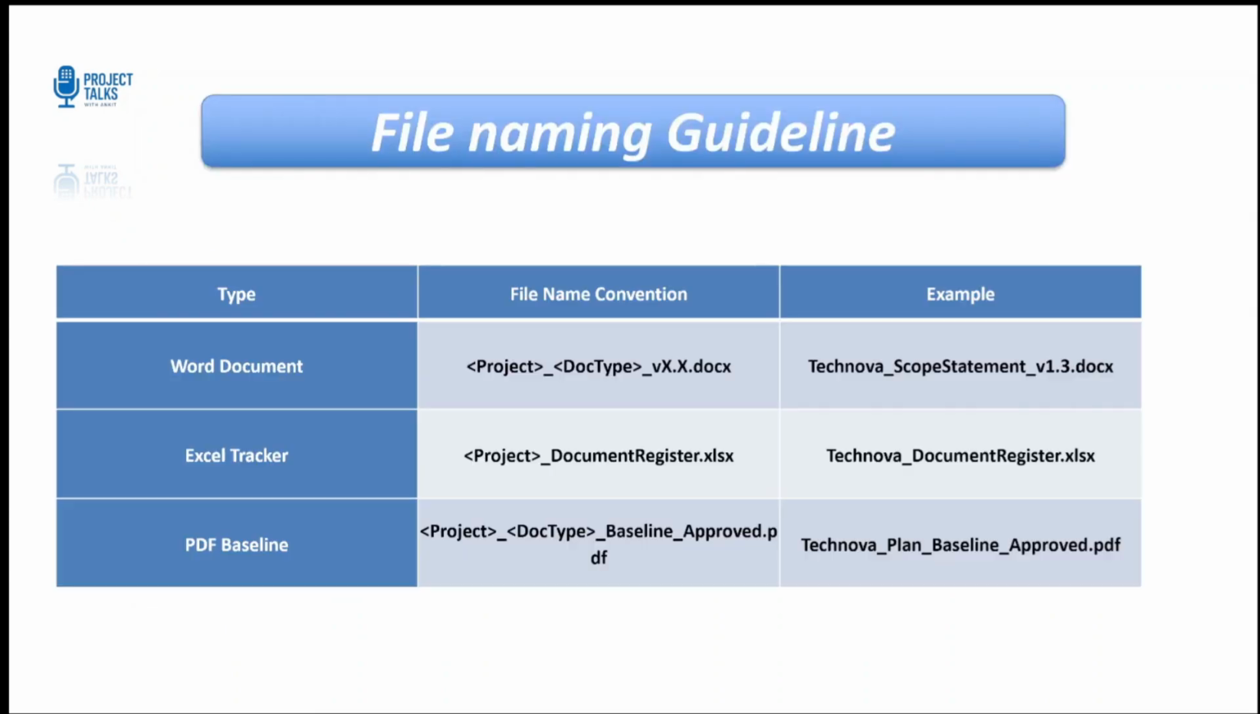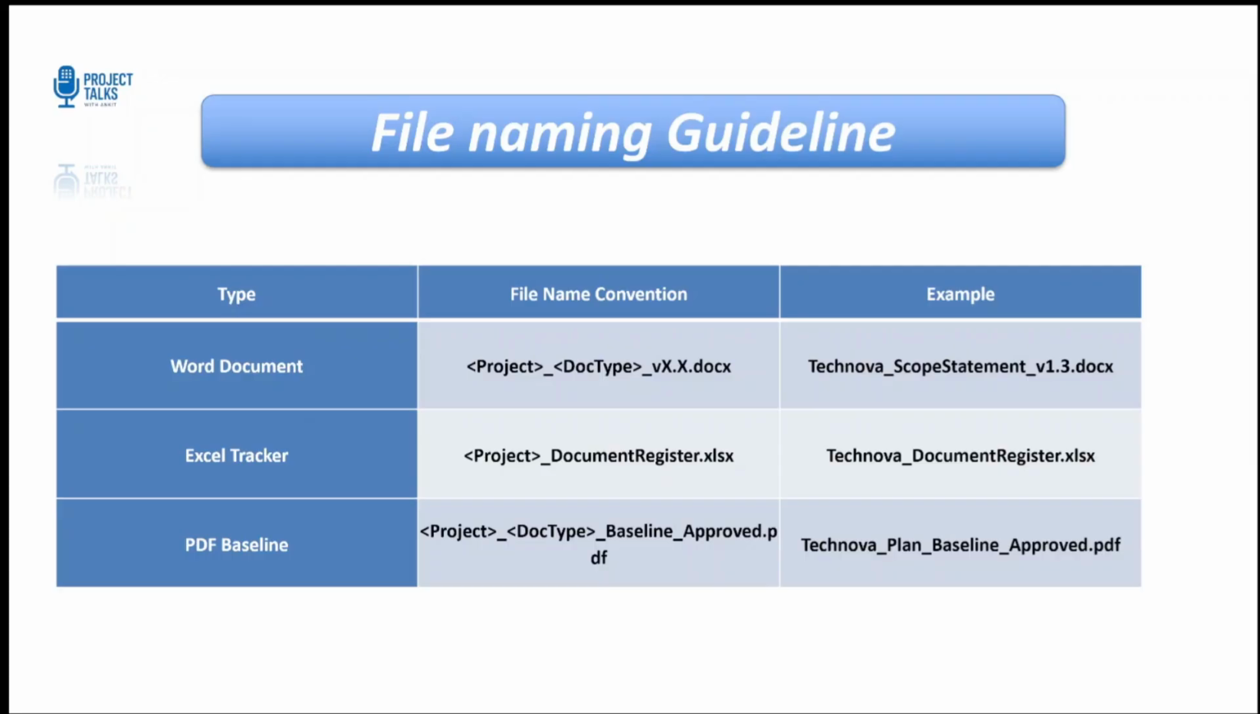Let me give you a cheat sheet on the file naming guideline. Let's see. In the Word document, your file naming convention should look something like: what is your project name, what is the doc type, and what is the version. So, if you talk about Technova, the project is Technova, it's a scope statement document, version 1.3.